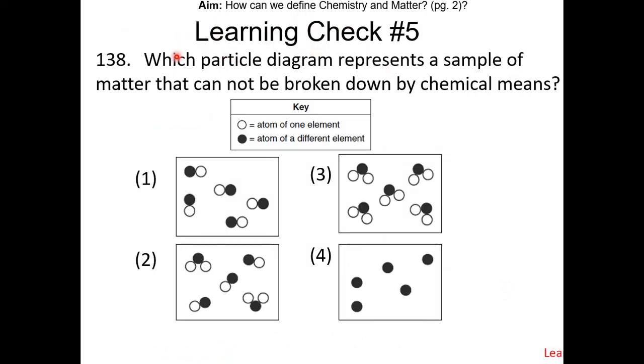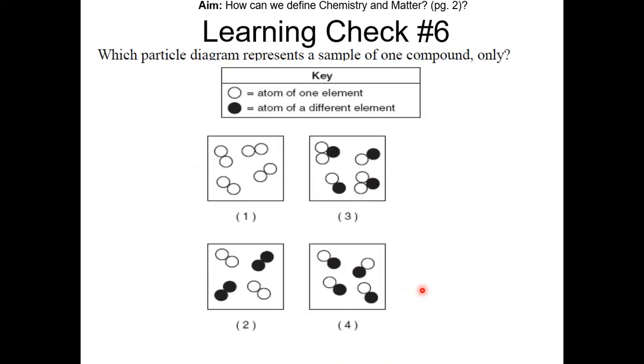Learning check number 5. Which particle diagram represents a sample of a matter that cannot be broken down by chemical means? Pause the video. Resume when completed. The question is describing an element, so the best answer is choice 4. Choice 4 is showing an element, only one type of atom.